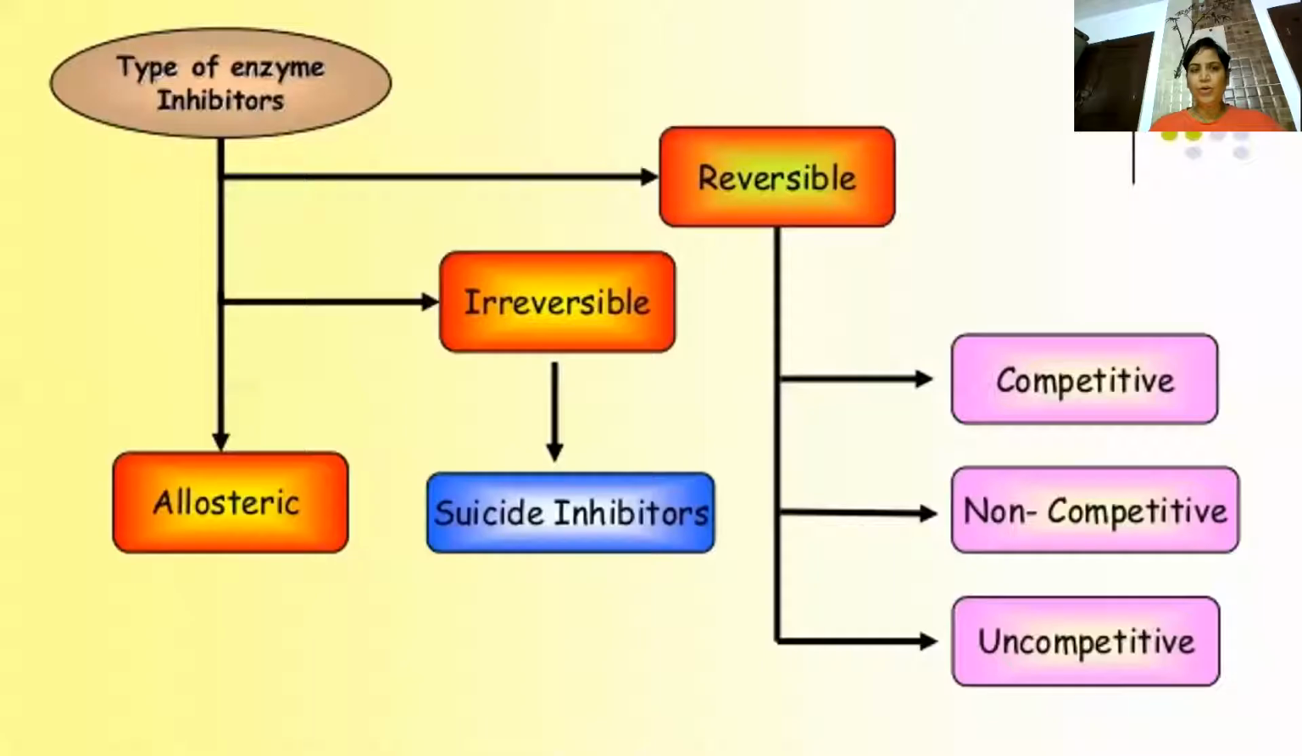Now, I told you about the different types of enzyme inhibition. This chart I showed you in the previous video also. We had discussed allosteric inhibition. Today we are going to discuss the reversible type, which is of three types: competitive, non-competitive, and uncompetitive. And an example of irreversible is suicide inhibition.